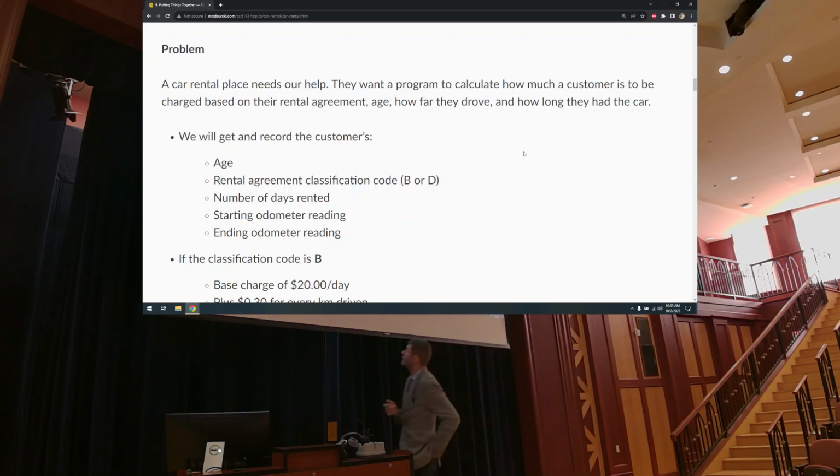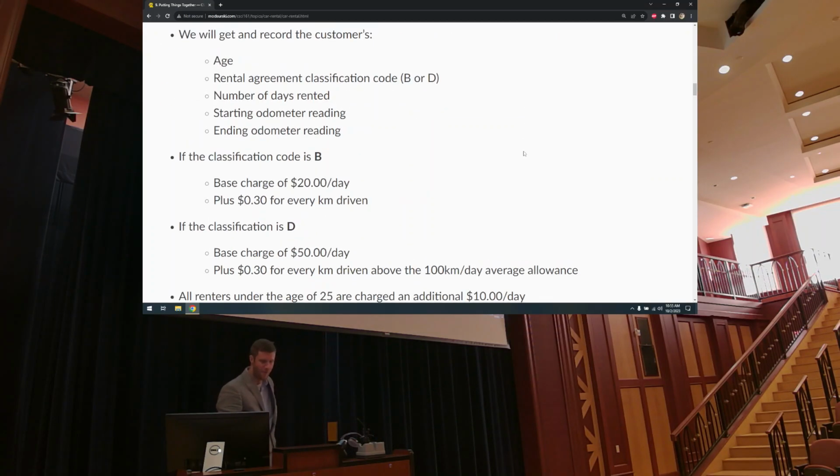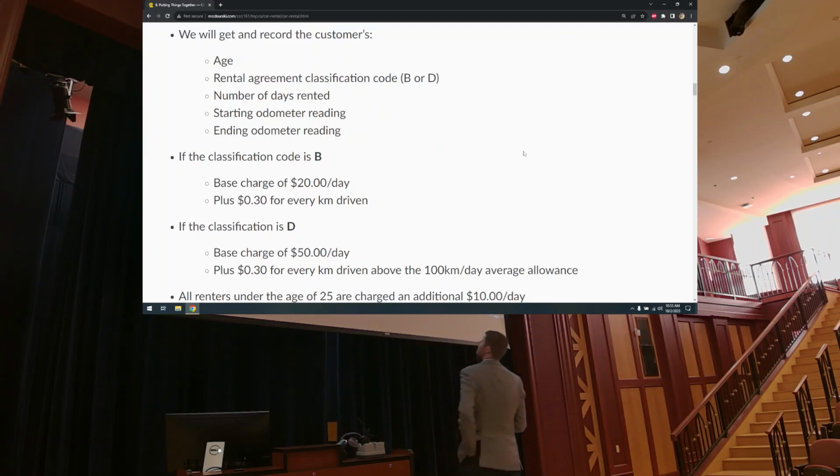If the rental classification code is B, they have a base charge of 20 bucks a day plus 30 cents for every kilometer they drive.